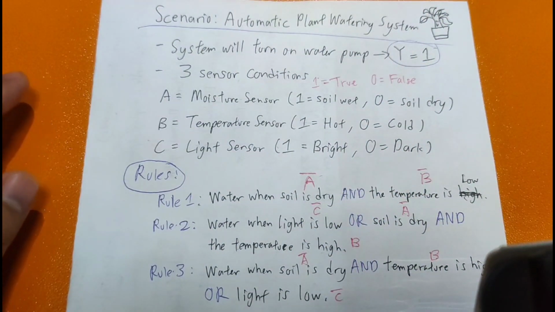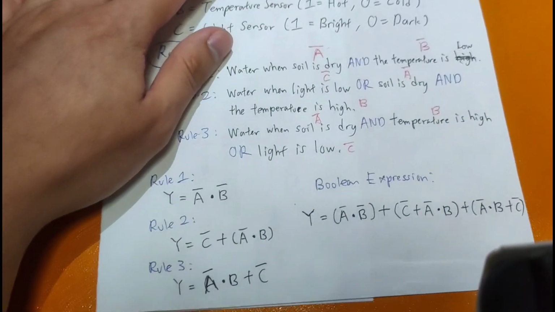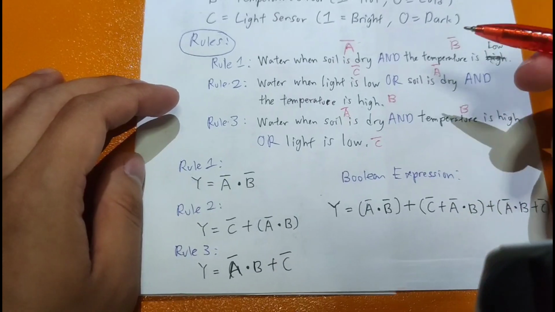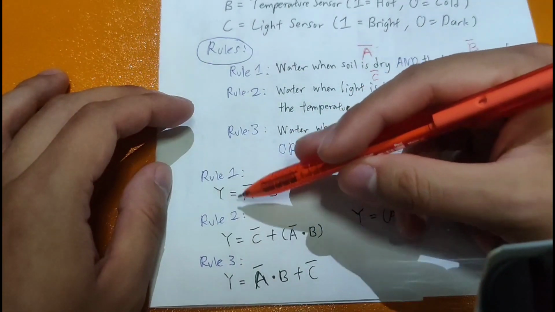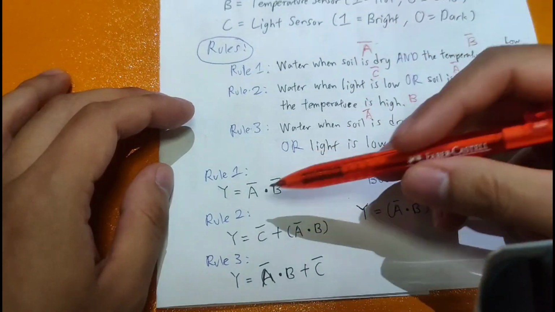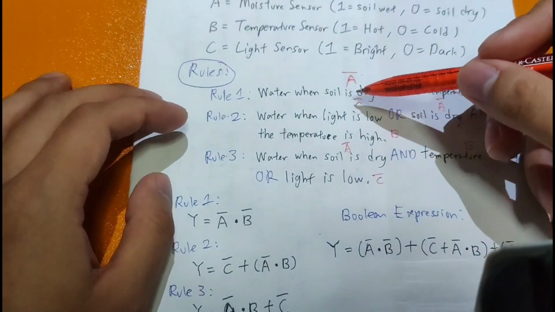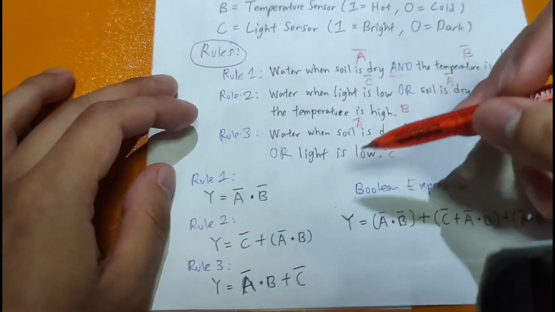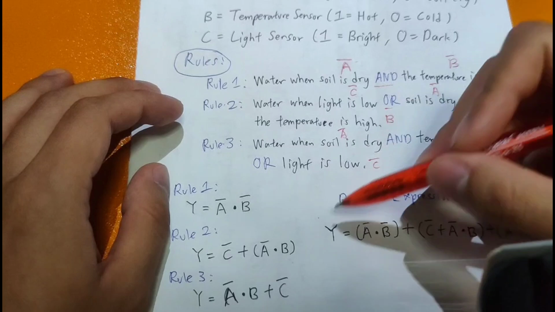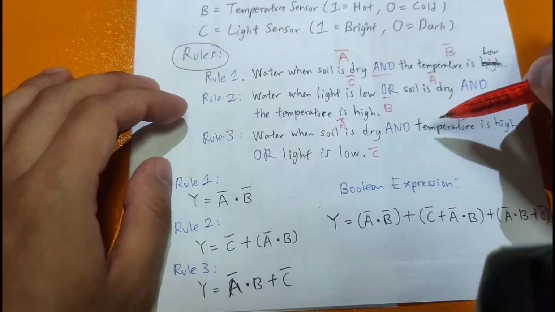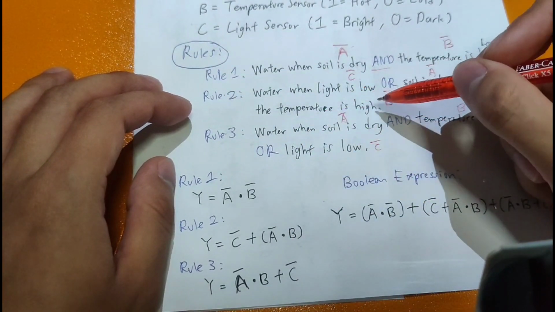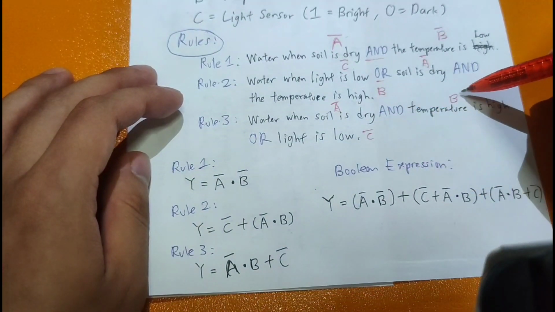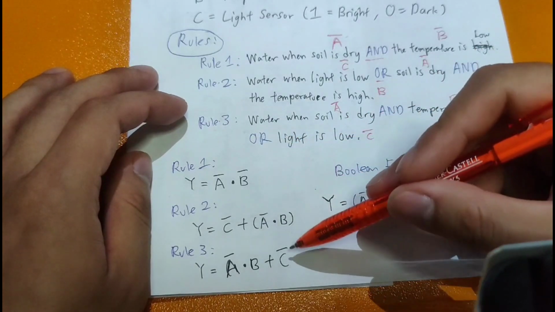Once we have done applying the rules with our condition, we can get our Boolean expression through our rule 1, rule 2, and rule 3. So for rule 1, y will be our water pump when it is true. So y equals to A bar times B bar, since it is an AND condition. And rule 2, y equals to C bar, or means plus, soil is dry A bar, and times B, temperature is high. And rule 3 is A bar times B plus or C bar.